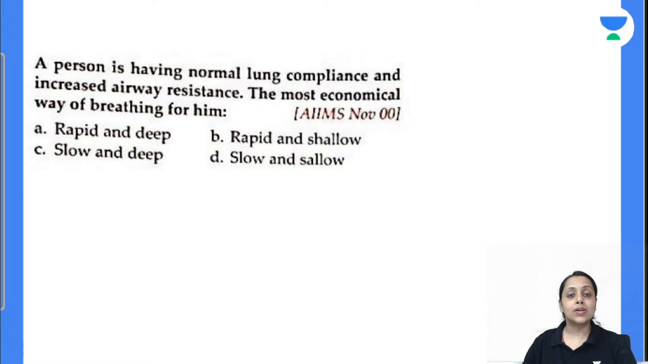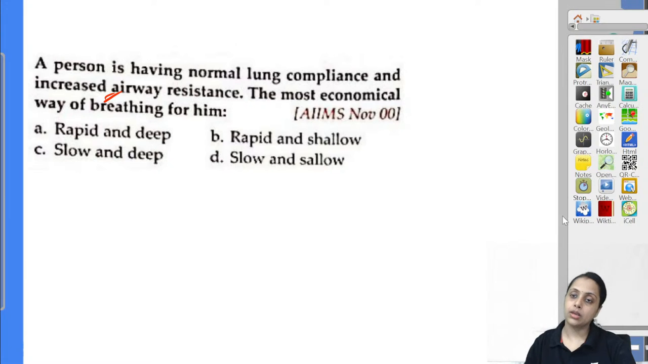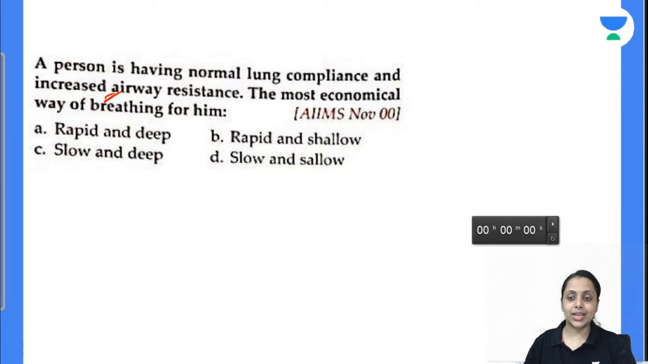A person is having a normal lung compliance, but there is an increased airway resistance. The most economical way of breathing for him is: rapid and deep, rapid and shallow, slow and deep, slow and shallow. Acha question. Everybody answer this question.